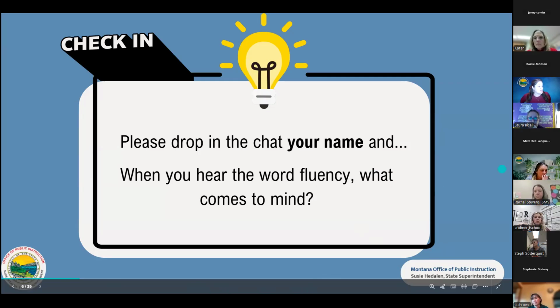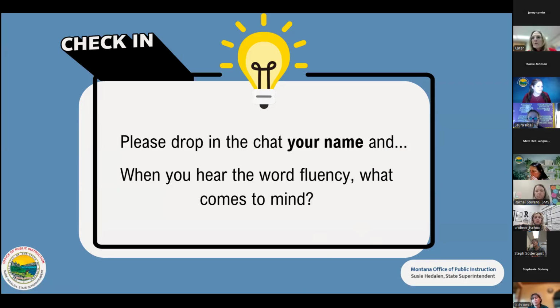Automaticity. It's a good word. With ease, comfort. That's a good whole child word there. Efficiency, smoothly, accuracy, flow smoothly. I like that one. Number sense. These are really good answers. In a snap. That's a good one.